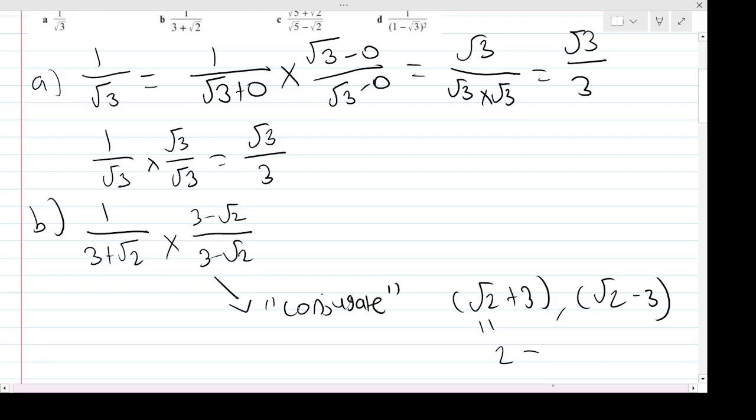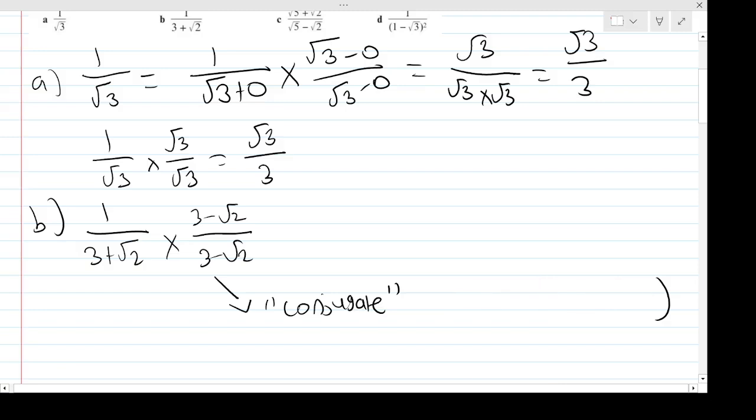Take away 3 squared, which would be 9. Okay, so that's the whole idea. Likewise, if we had root 2 minus 3 instead, the conjugate would instead be root 2 plus 3. Okay, but that's just the language, if you see that floating around. That's the proper name for what we call it.